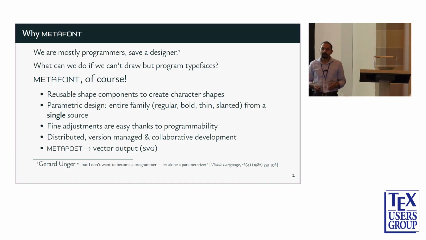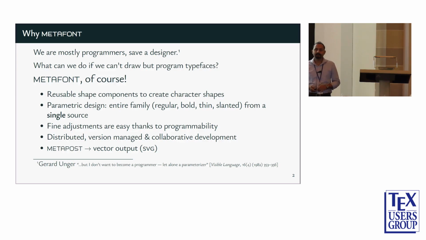And later on we realized that it brings a number of advantages. First thing is that we could reuse the components of a shape itself because they are code fragments. The second thing is that because Metafont enables us parametric font design, we can have an entire family of the typeface from a single source, such as the thin, regular, bold, semi-bold, even slanted versions from a single source.